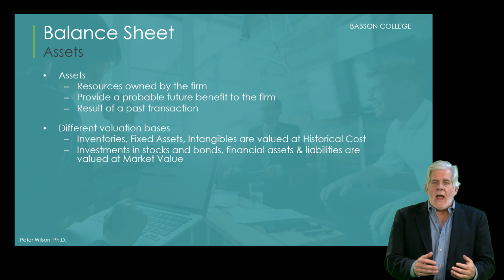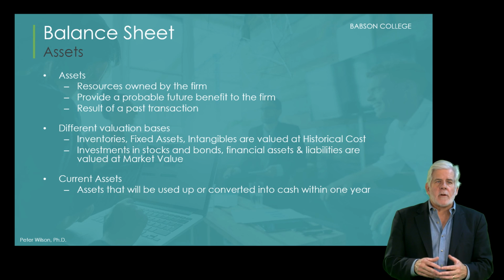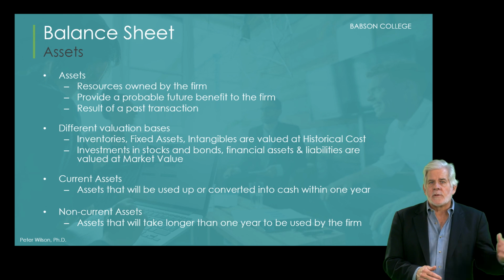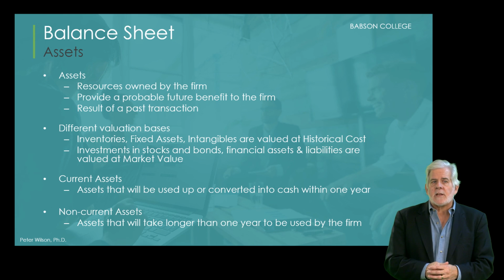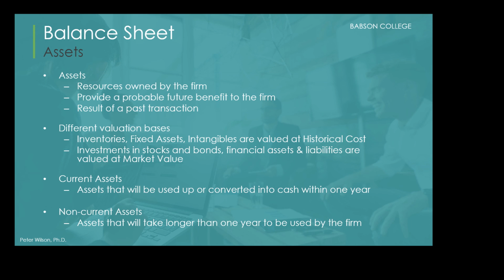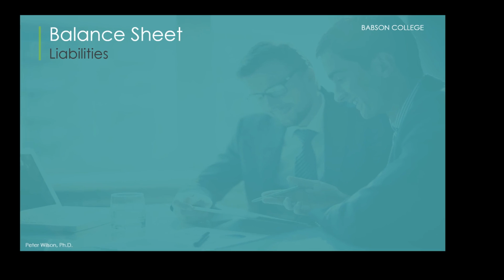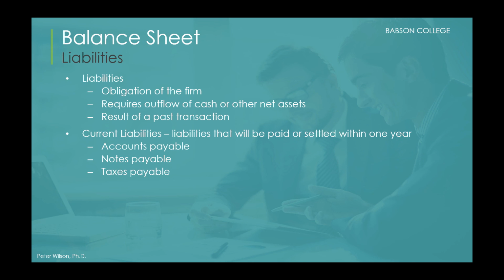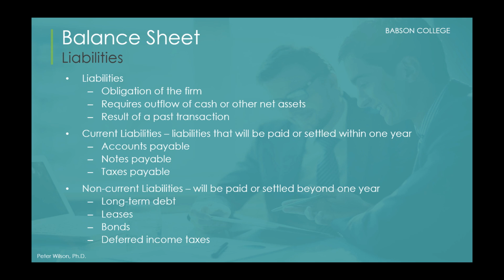In addition, assets are grouped based on when they'll be used or converted into cash. Those assets to be used within the year are classified as current, and those to be used beyond 1 year are classified as non-current. Liabilities are defined as obligations of the firm that will be paid either in cash or services and are a result of a past transaction. Like assets, liabilities are also grouped as either current or non-current. Current liabilities will be paid or settled within a year. Non-current will be settled beyond 1 year.